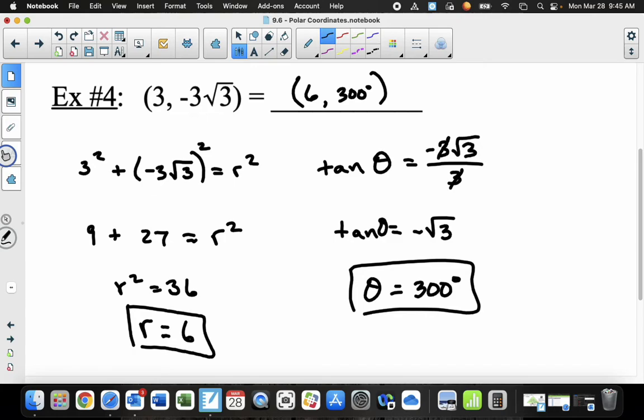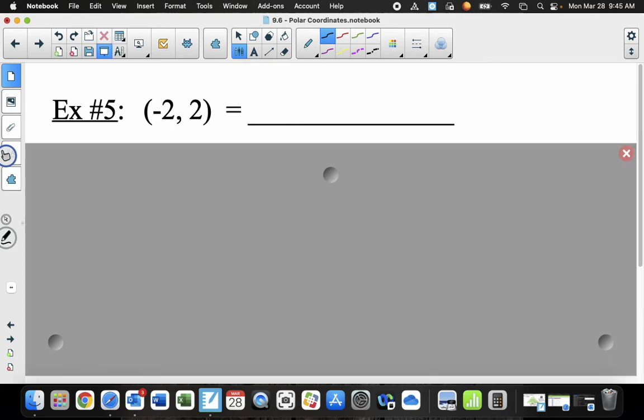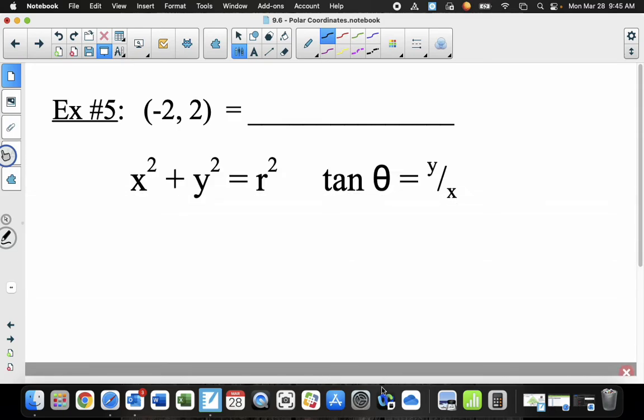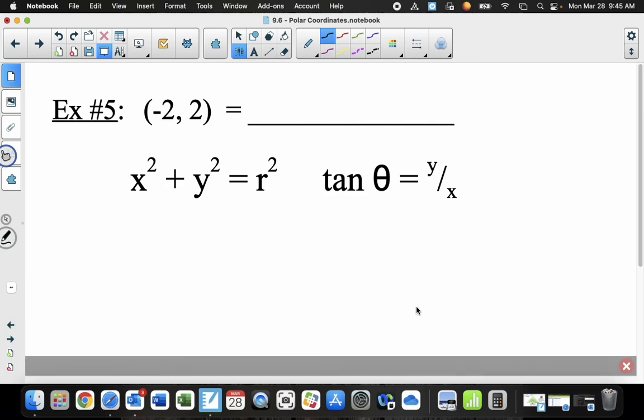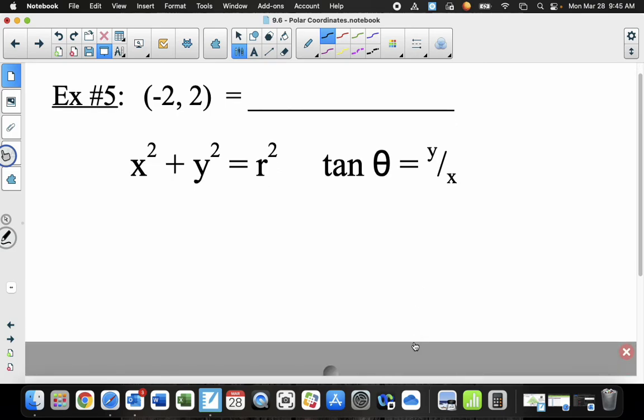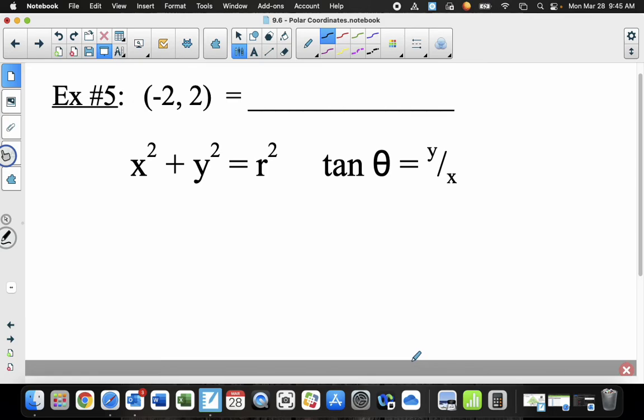How we doing? Okay? Still doing okay, hopefully? All right. Try this one on your own. Try example 5 here on your own. And then we're going to do example 6 together, and that's the end. Try example 5. Given the rectangular coordinates, find r, find theta, and write it as polar coordinates.